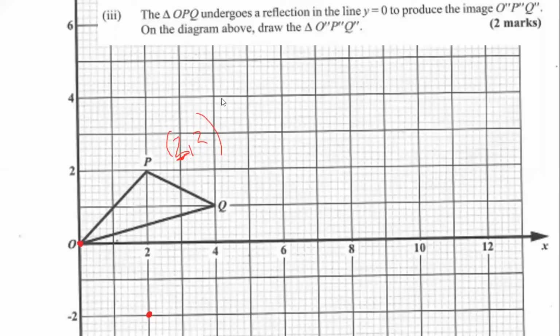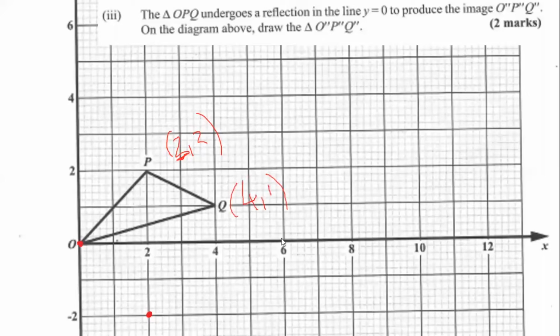Now for Q, the value was 4 and 1. So this is it written in our XY format, yes? Where is it being reflected, on the x-axis or the y-axis? It says in the line, the question is at the top, undergoes a reflection in the line y equals 0.